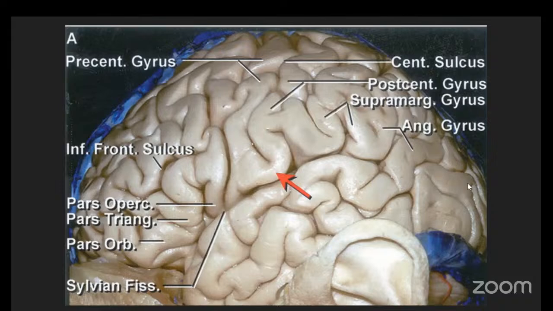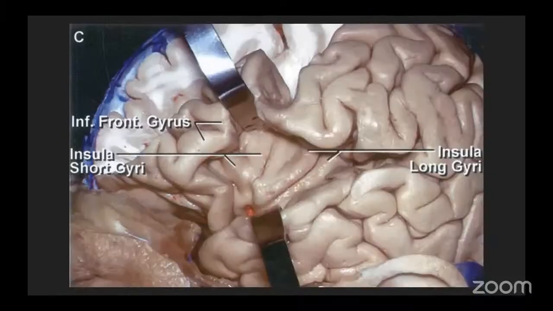Yes, ma'am. Okay, moving on. Once we retract the inferior frontal gyrus, we are going to see the insula, the short gyri, and the long gyri. Under the short gyri, we are going to find the frontal horn. Under the long gyri, more or less, we are going to find the body of the lateral ventricle.